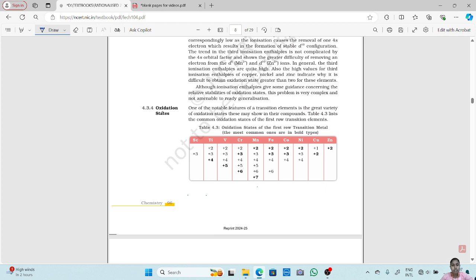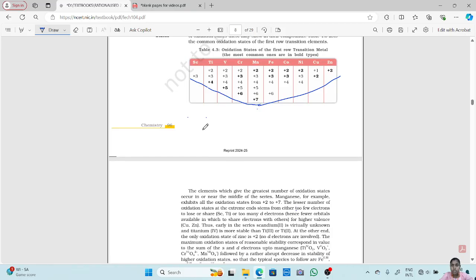So, here the trend you can see is that there is gradually an increase in oxidation states and then we can see there is a decrease, right? So first it increases and then it decreases. Okay, this is what the oxidation state trend is.